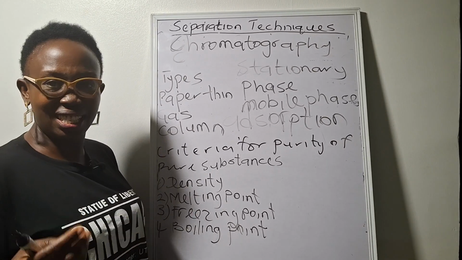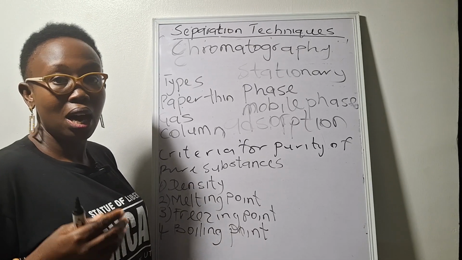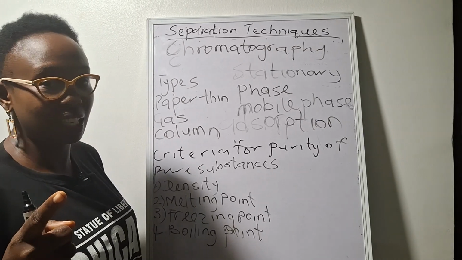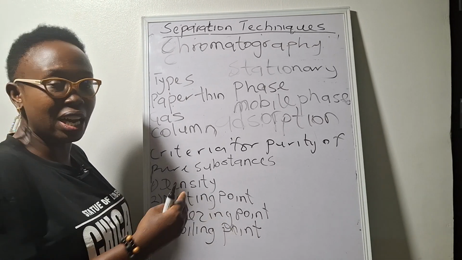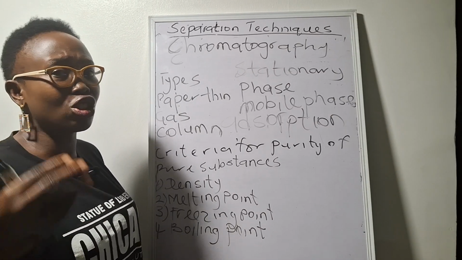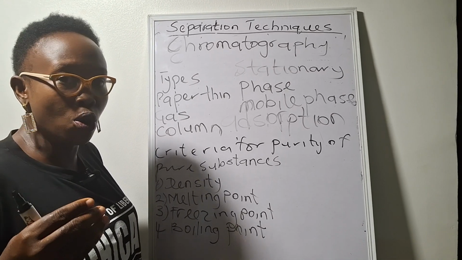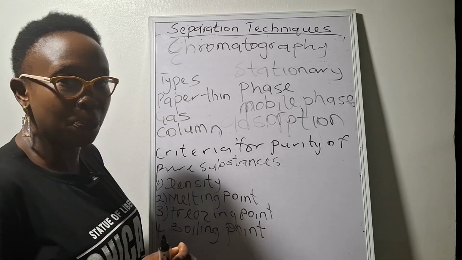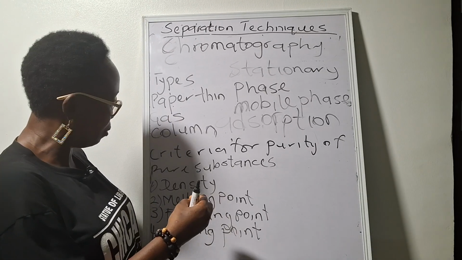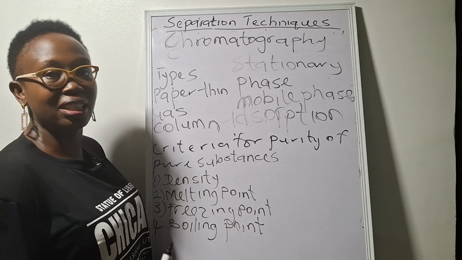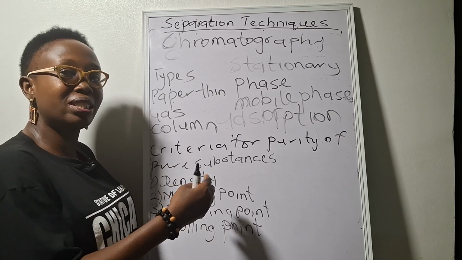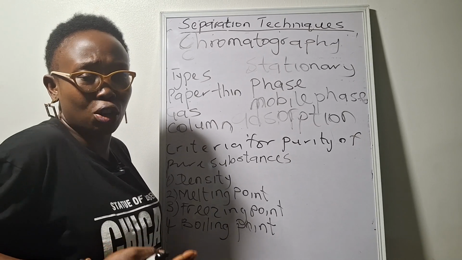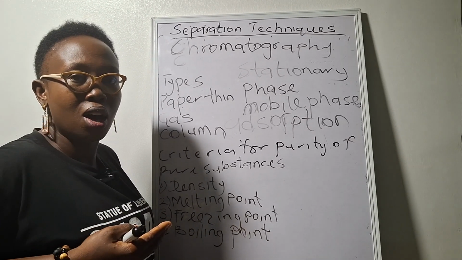How do you determine the density? The density of a substance is sharp and definite. These criteria are constants. Each substance has its own density, boiling point, melting point, and freezing point. This density is sharp, and with this density, you know maybe the weight of that substance, how light or heavy that substance is.